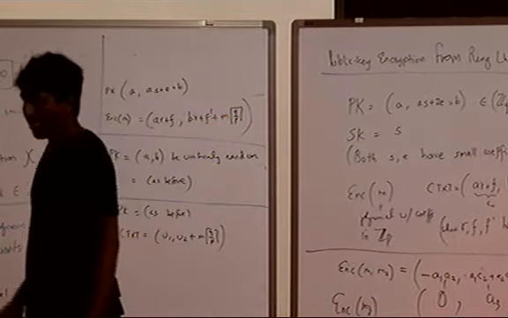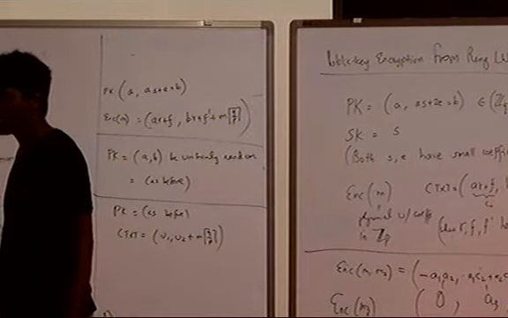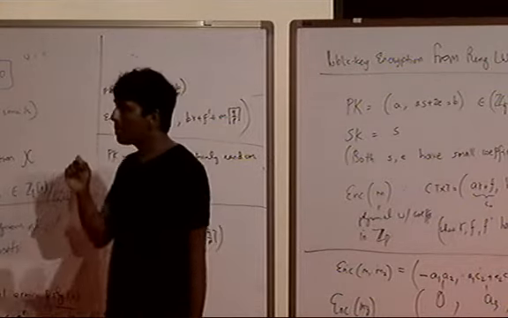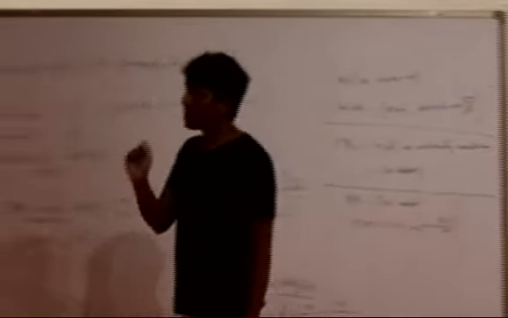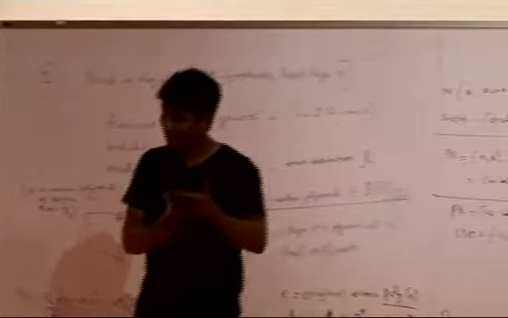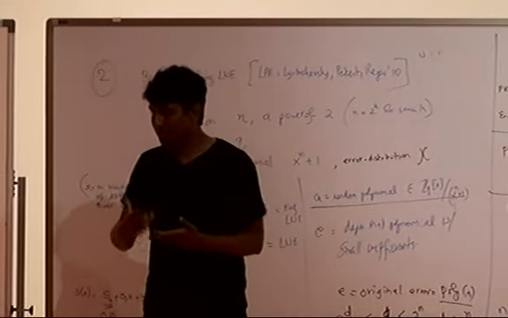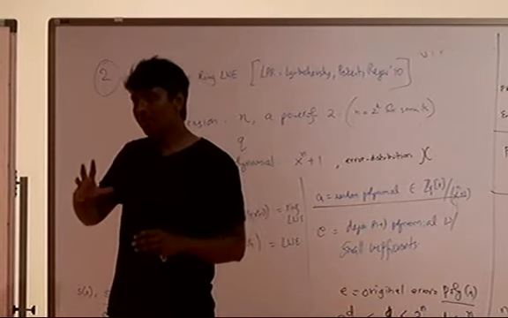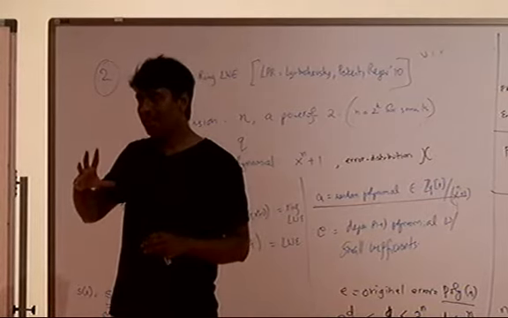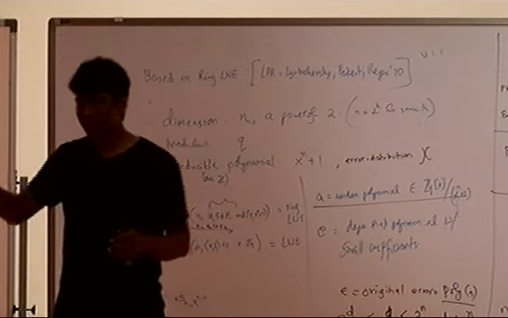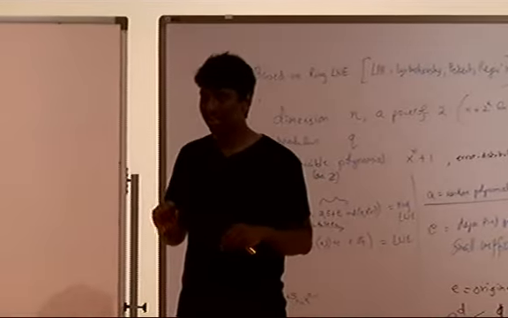Isn't addition and multiplication sufficient? Yes, but the problem here is that neither addition nor multiplication exactly works, right? Because when I add, the error grows. I multiply, also the error grows. So you can only do a small number of additions and multiplications. To make it fully homomorphic, you'll see this tomorrow.